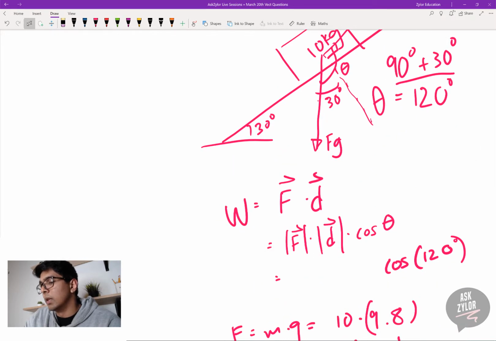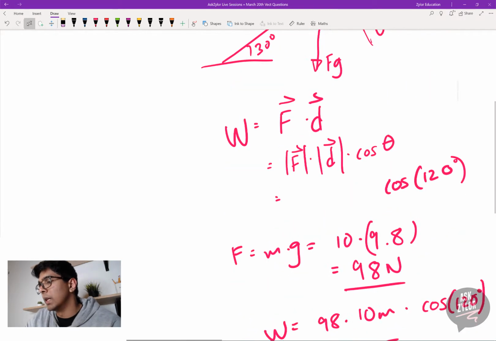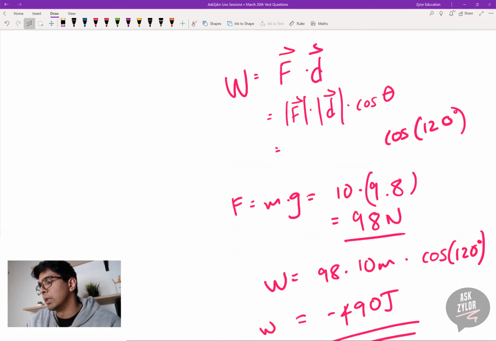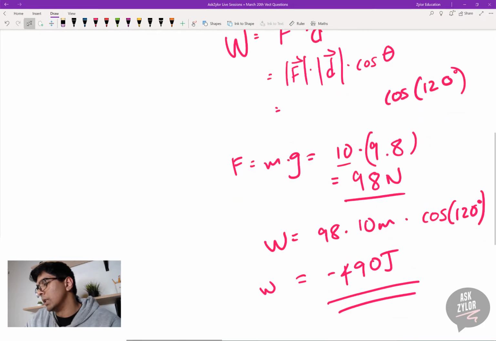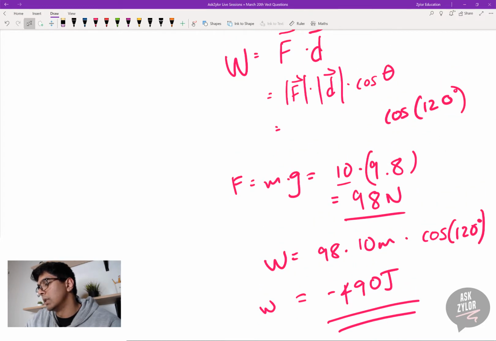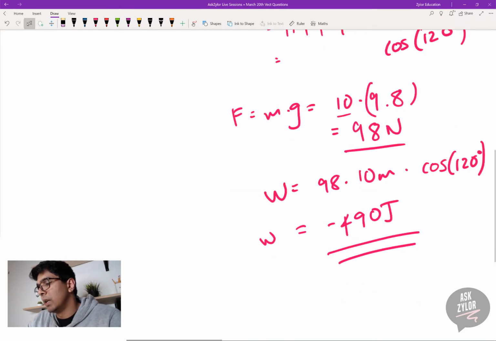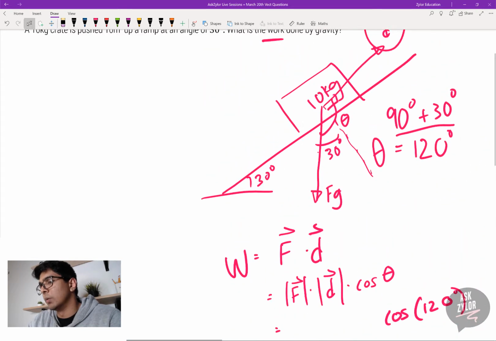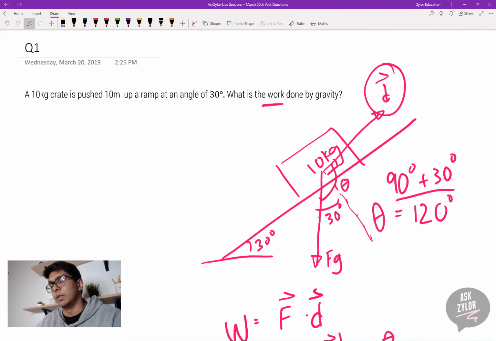And then work is the dot product of force and distance. So for my force, I need to find what the value is, so I just found mass times gravity, so 10 times 9.8 to give me 98. And then I plugged it into my work equation, and my distance is 10 meters. All that is going to give me negative 490 joules. The negative is something to worry about if you're in physics. If you're taking vectors, you don't need to worry about the context of that.